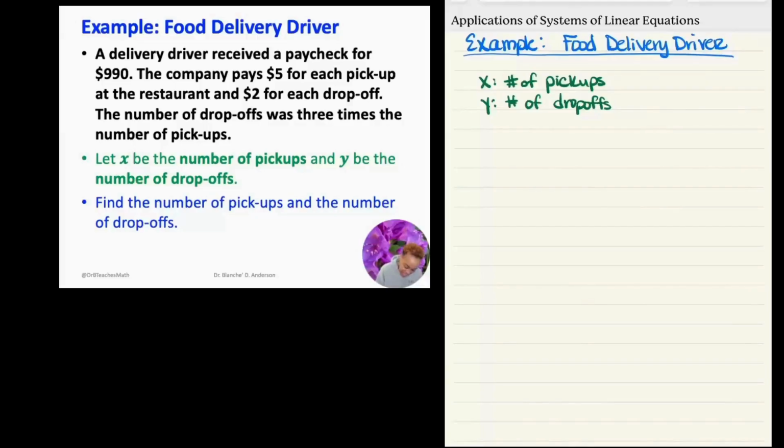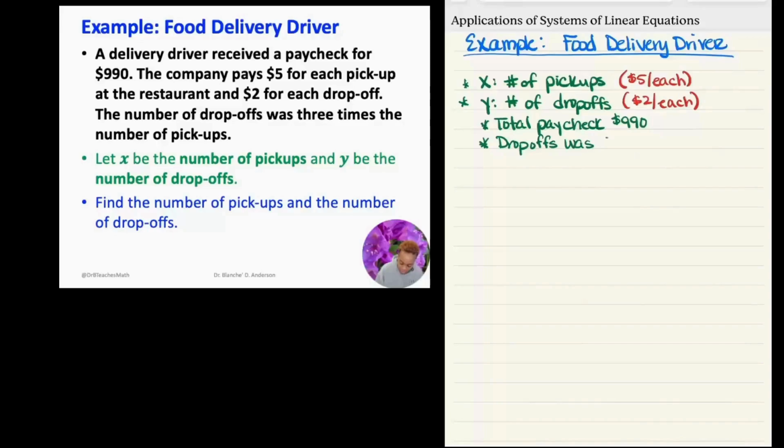They told us that pickups were $5 each, and drop-offs were $2 each. He made a total of $990. So we have these two. Total paycheck, yes, they said the paycheck was $990. And then the number of drop-offs was 3 times the number of pickups.